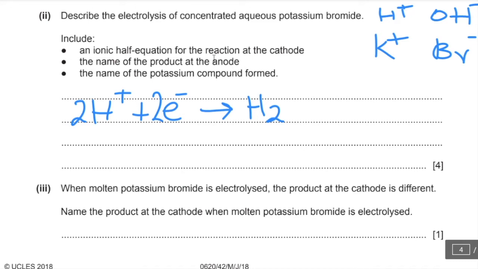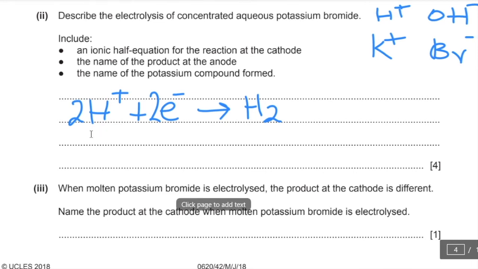Right, anode is the positive electrode, which means it would attract the negative ions. Now, which ion is going to be discharged? For negative ions, the scenario is opposite. The more reactive of the two negative ions stays as the ion, and since bromide is less reactive than hydroxide... no, since bromide is the ion that is discharged here, bromide ions are discharged to form bromine. The name of the potassium compound formed: we're left behind with potassium and hydroxide ions in the solution, which forms potassium hydroxide.